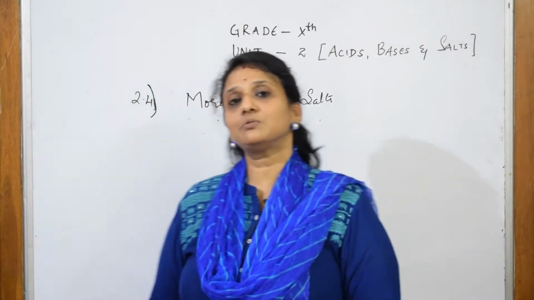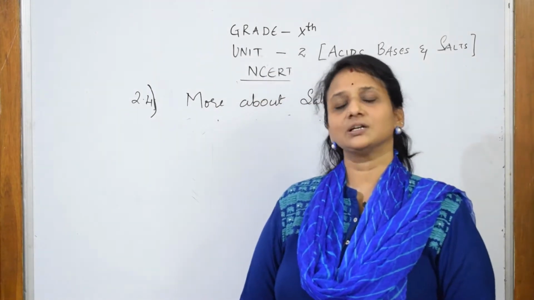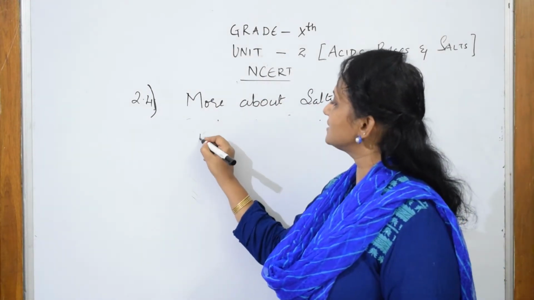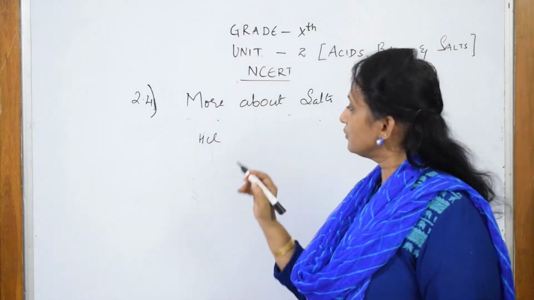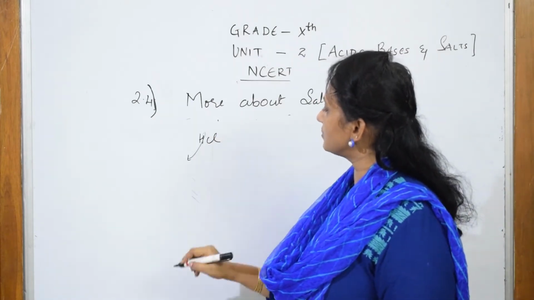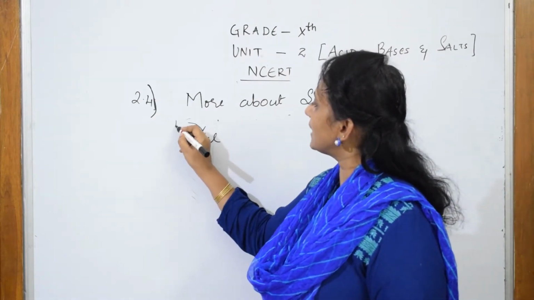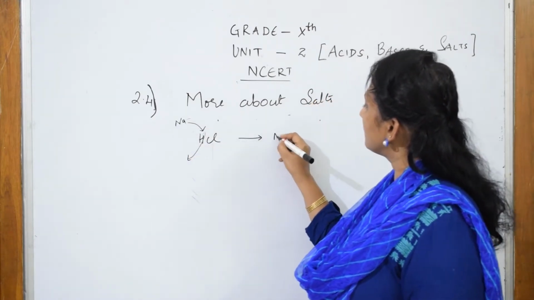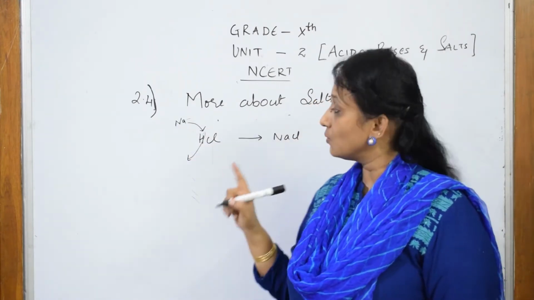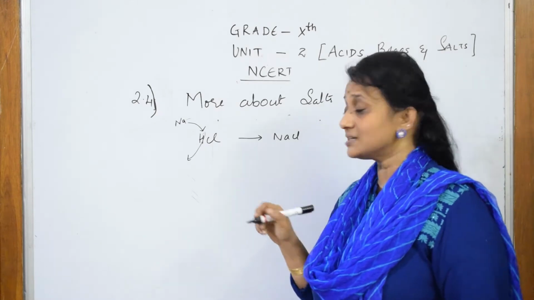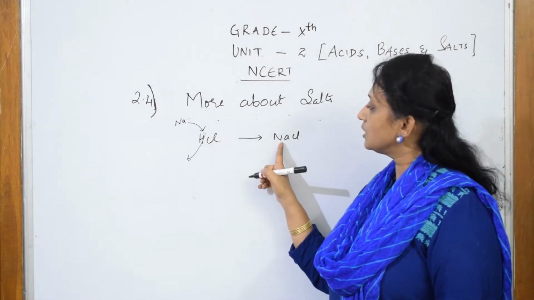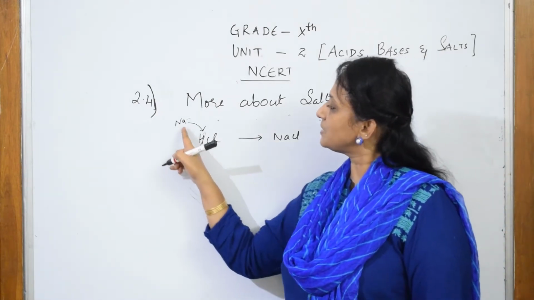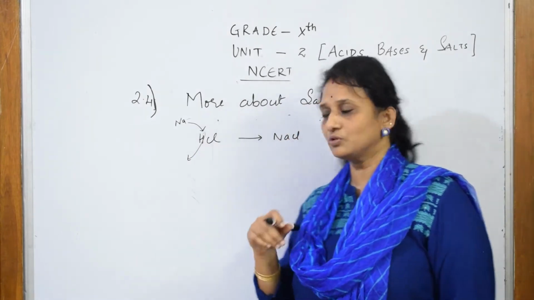Now, ma'am, what actually is a salt? In simple terms, suppose HCl is here. If I take out the H plus ion from here and add a metal atom like Na, what will happen? It will become NaCl. So I can define salt as: a salt is formed when an H plus is replaced by a metal atom.